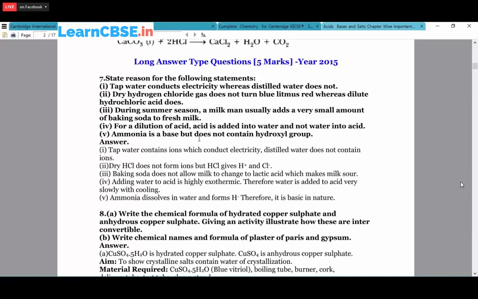Ammonia is a base but does not contain a hydroxyl group. So ammonia dissolves in the water and forms the OH minus. Therefore, it is basic in nature. So basic ions, hydroxide ions, it will form. So that's why it is basic in nature. So if any compound is capable of producing the hydroxide ion, we call it a base. If any compound is capable of producing the H plus ions, we call it an acid.